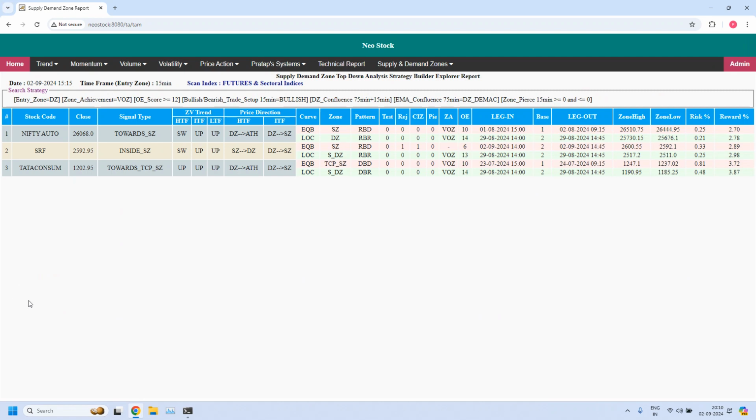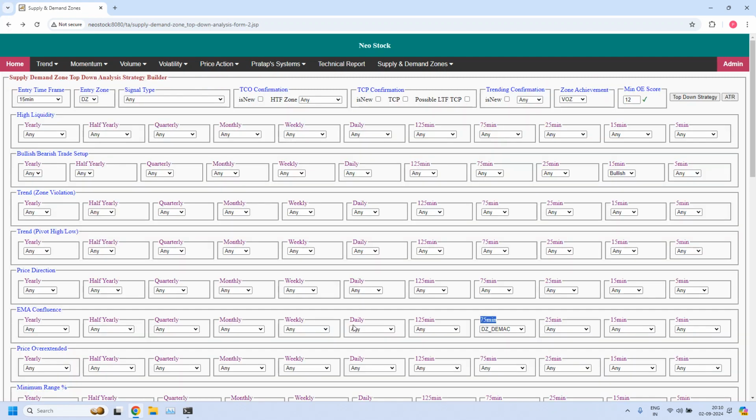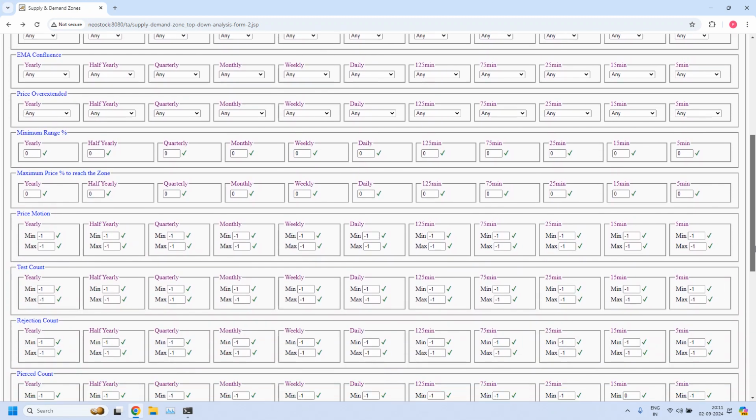Next, let us look for zone confluence, demand zone confluence based on LTF, ITF, HTF. That is 15 minutes, 75 minutes and daily time frame. So I am removing the EMA filter. Now we are purely looking for LTF, ITF, HTF zone confluence.